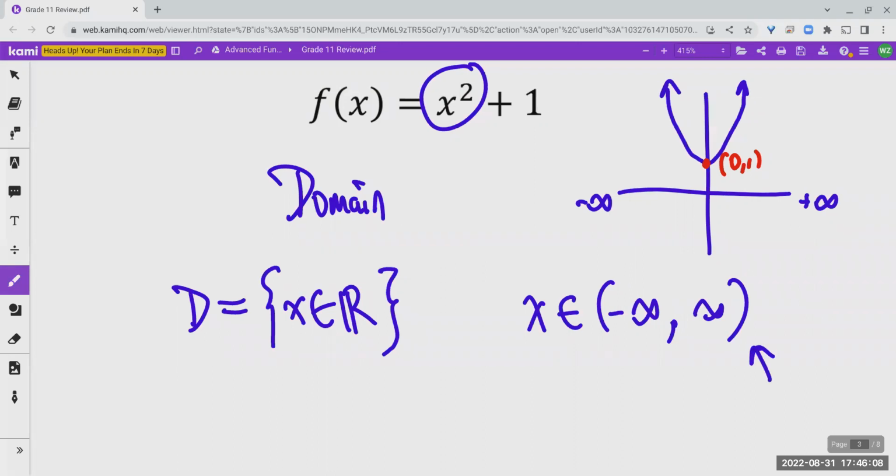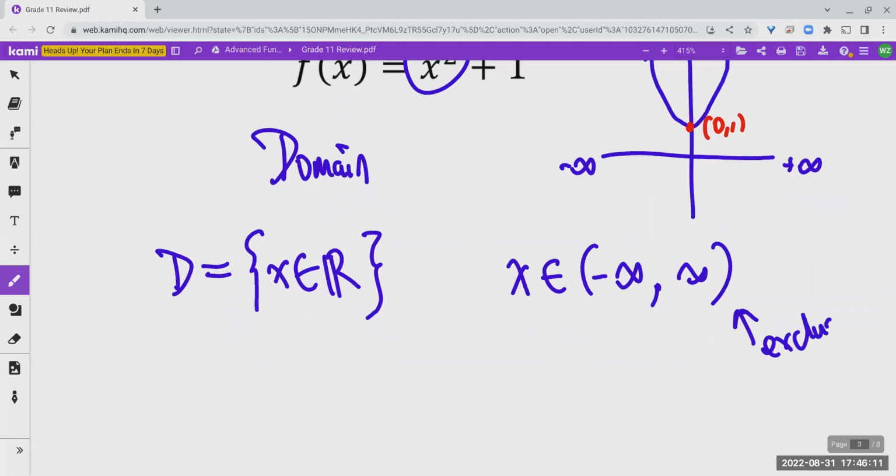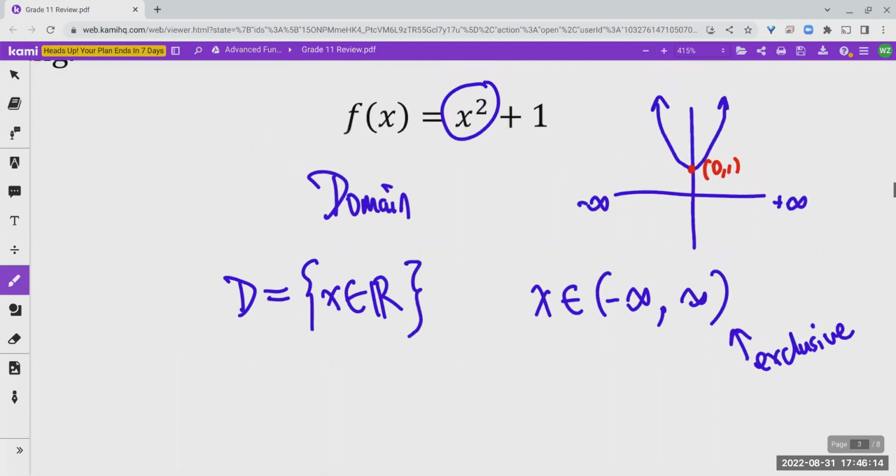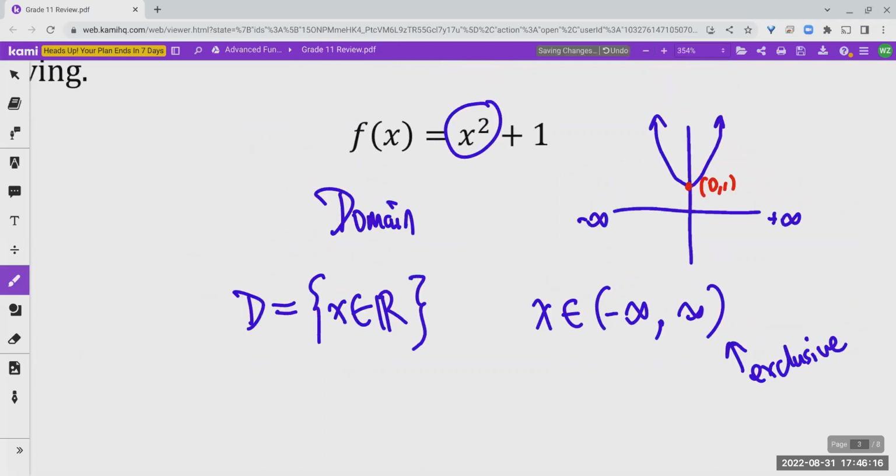Wait, I'm using round brackets now. This is exclusive. Why am I using round brackets? Well, because x can't be infinity, because infinity isn't a number. Infinity cannot be reached. You can keep adding 1, but you'll never reach infinity. Infinity is a concept. It's not a number. You can't really do math with infinity here. Okay, so that's why we exclude infinity. So x ranges from negative to positive infinity, but it can't be infinite itself because that wouldn't make sense. So always exclude infinity using round brackets.